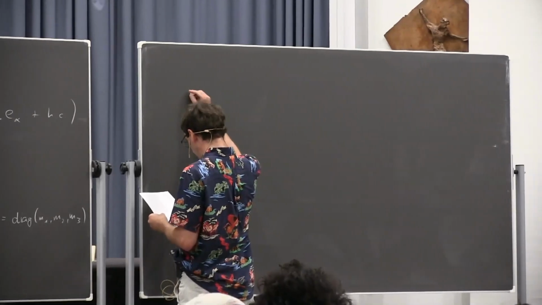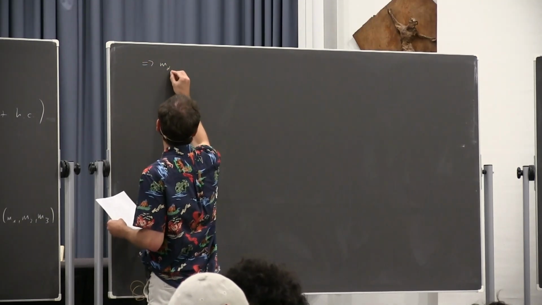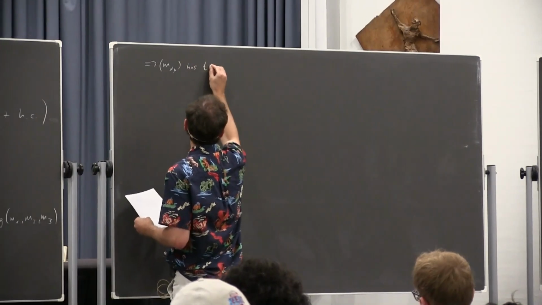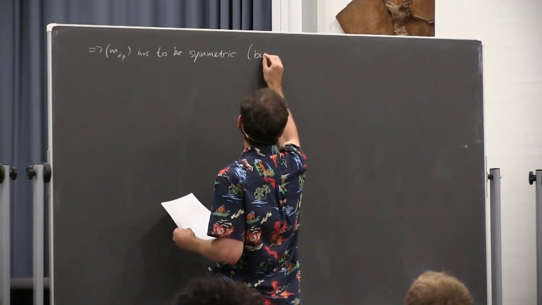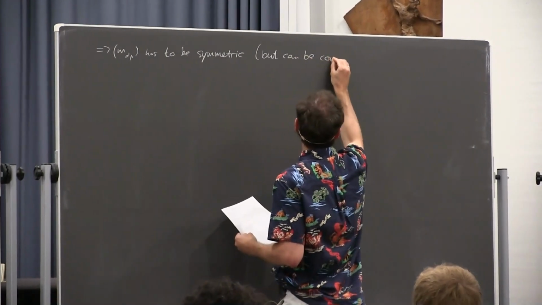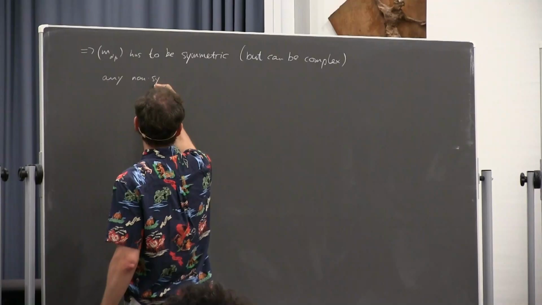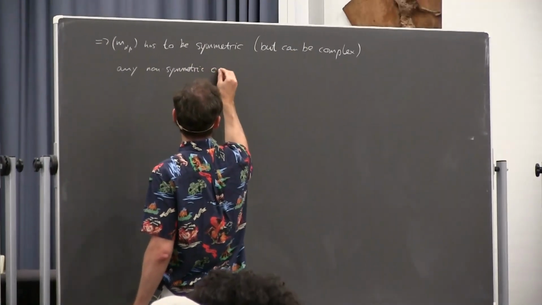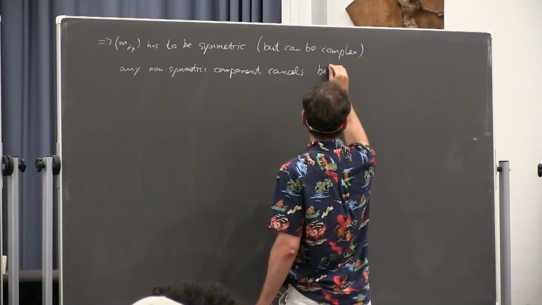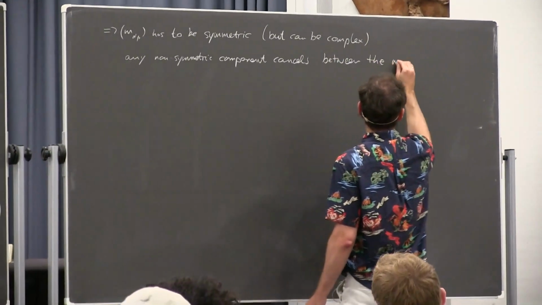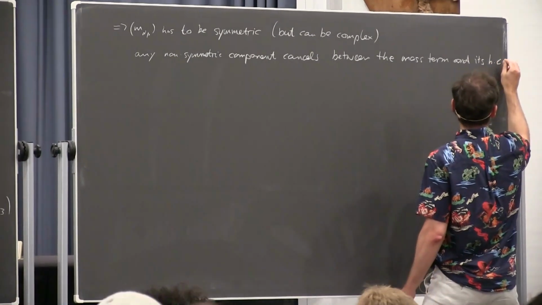Okay, let me write this down because it's non-trivial. So M alpha beta has to be symmetric, but can be complex. Any non-symmetric component cancels between the mass term and its Hermitian conjugate. And it's h.c.